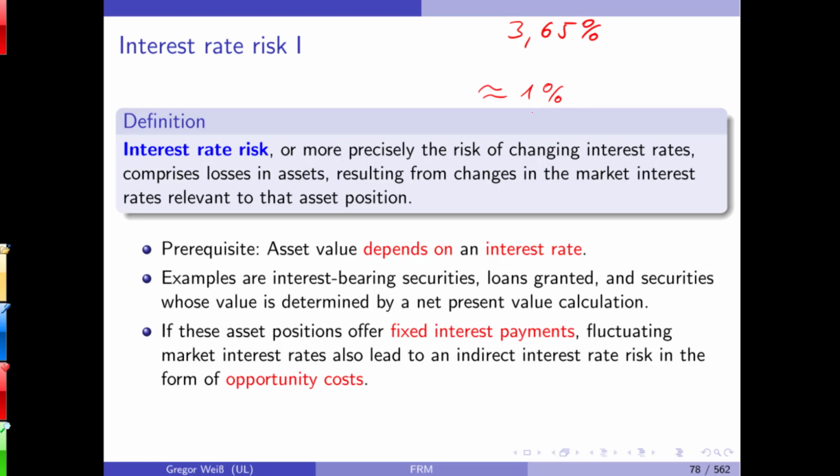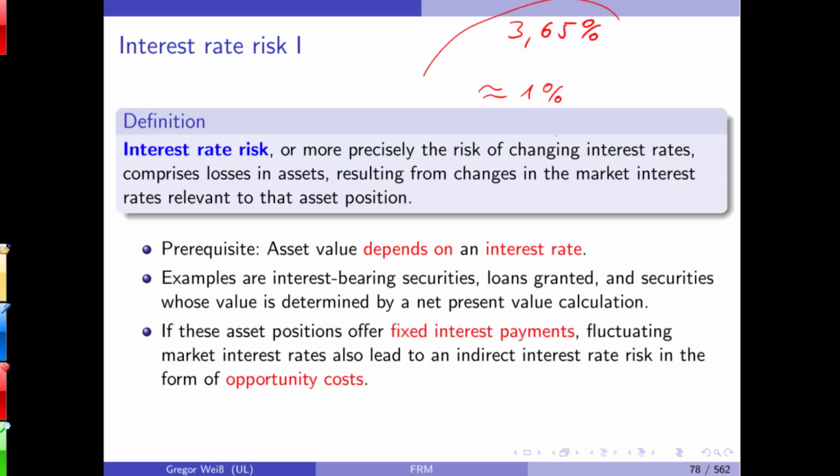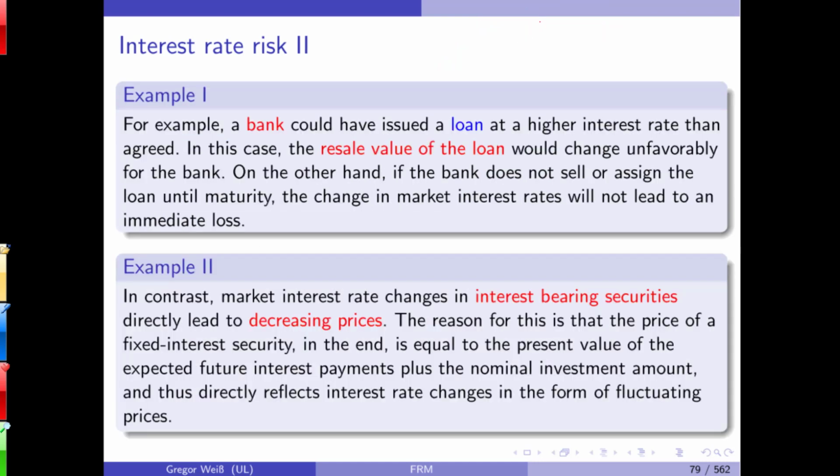So life insurance, classic traditional German life insurance, is almost dead. Yeah? And you can see that life insurance companies are merging, are selling off their assets, and so on. That's interest rate risk. Highly, very important for banks and insurance companies. And this is a very practical example of how interest rate risk will affect banks. Yeah. Okay. I have two examples here.